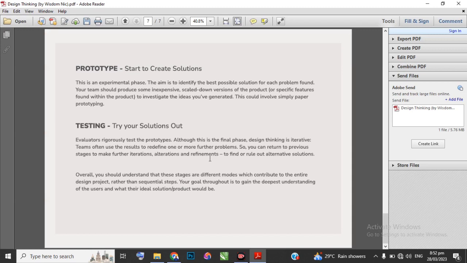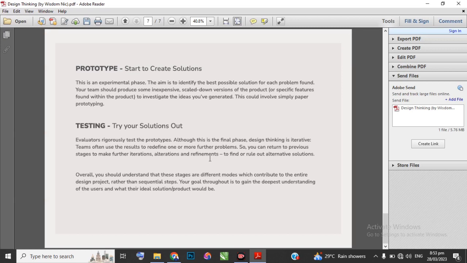The testing stage is where you try out your solution. In this stage you now modify the prototype. Let me read what I have here. Evaluators rigorously test prototypes. Although this is the final phase, design thinking is iterative. So when you are done with your prototype, you now test it. But you can begin with any of the phases, and you can always modify the outcome and all of that.